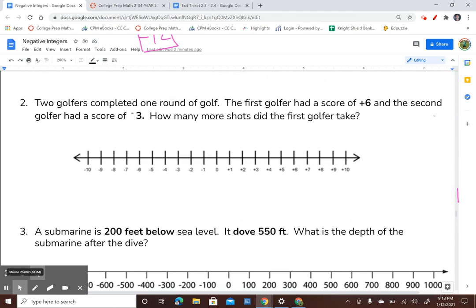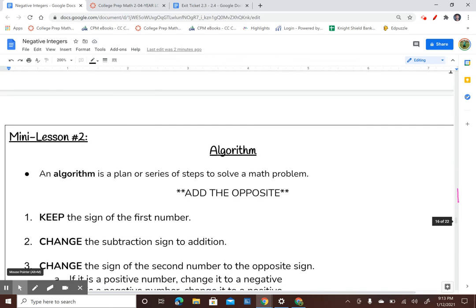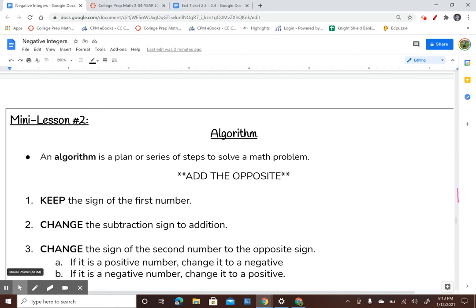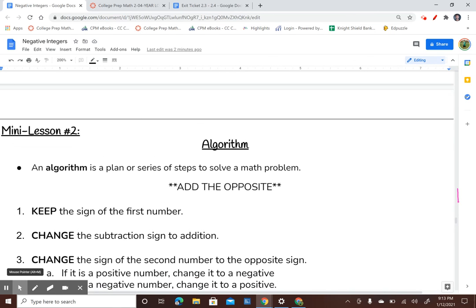And then once you finish up with part B, then we're on to the second mini lesson. And this is where you're going to see the next video. And it's going to be taking us through how we solve for subtracting positive and negative numbers. It's going to give us that trick that we were looking for. All right, go ahead, finish up until page 14, and then I'll see you in a little bit.